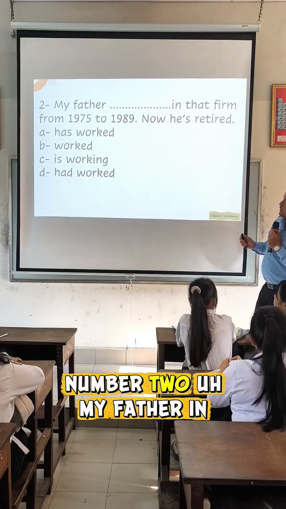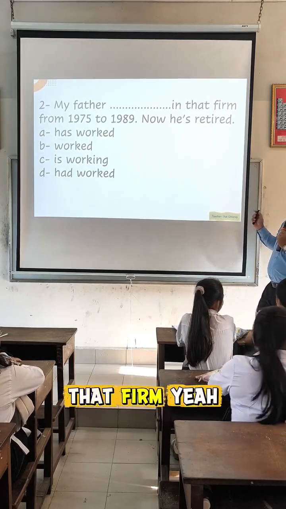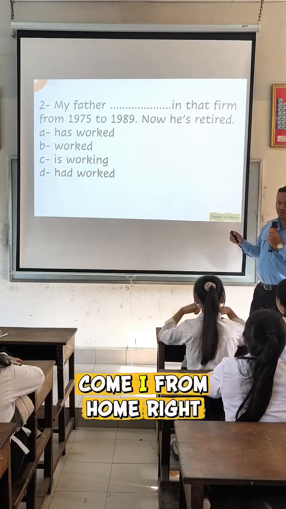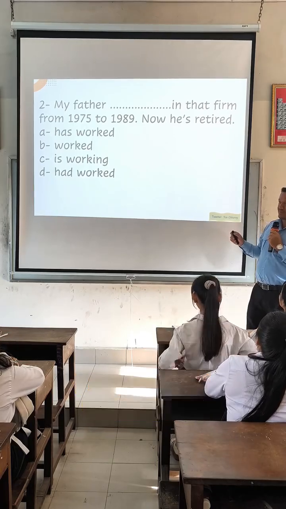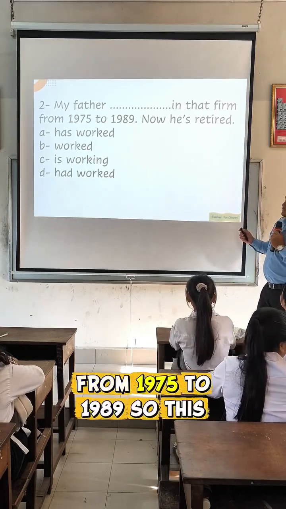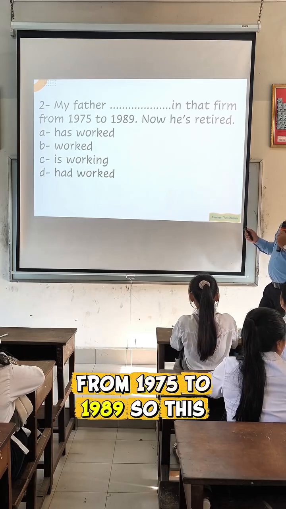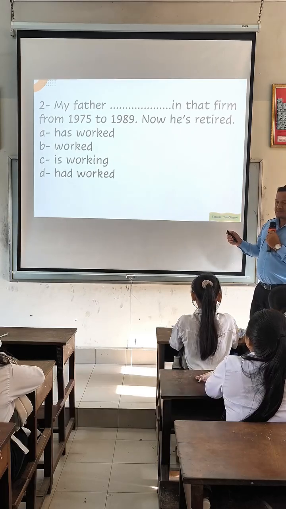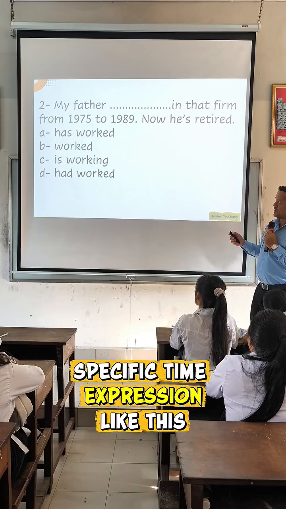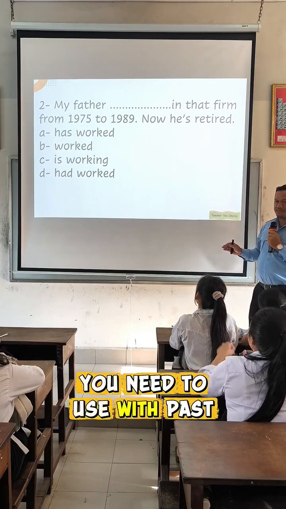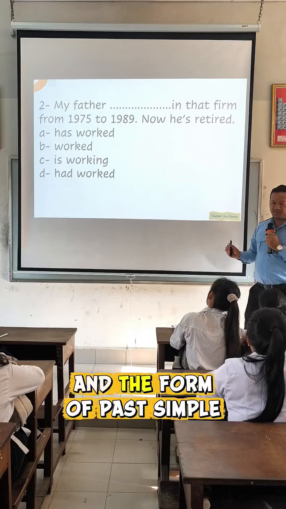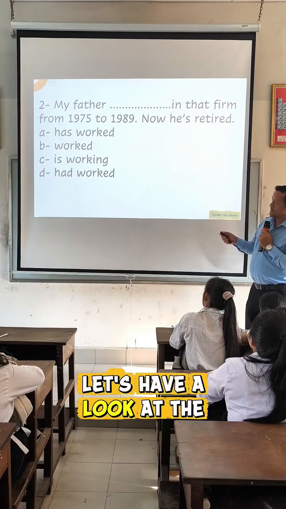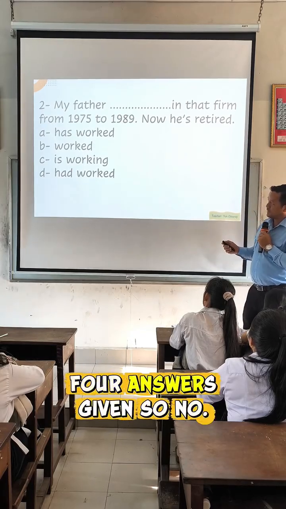Number 2: my father in that firm. Do you know the word firm? We can translate it in Khmer as Kromhon. Right? In Khmer we can say Kromhon. From 1975 to 1989. So this is a specific time expression. Whenever you see a specific time expression like this, you need to use past simple tense, and the form of past simple you use is verb number 2. Let's have a look at the 4 answers given.